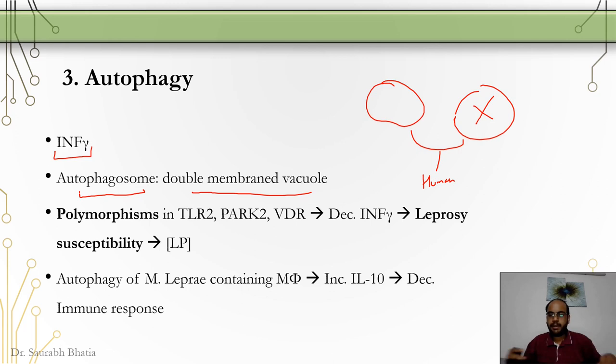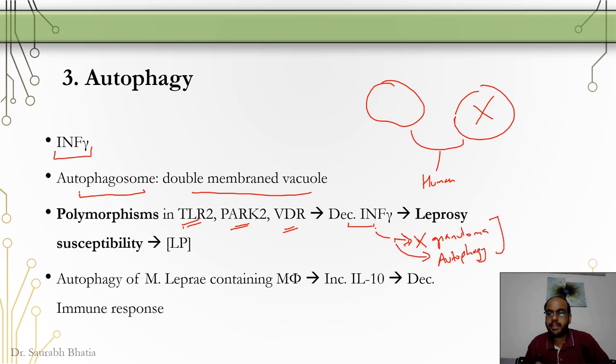So if a cell harbors the bacilli and is not able to kill it, it will send signals and then immune cells can destroy your own cells. If there are any polymorphisms in Toll-like receptor 2, discussed before, Parkinson-associated disease gene, discussed in the part 1 video, and vitamin D receptor, again discussed in part 1 video, this will lead to decreased interferon gamma, and when interferon gamma is decreased, number 1, you will not have granuloma. You will not have autophagy also. And because of that, the bacilli is going to persist and this will lead to increased chances of lepromatous pole.